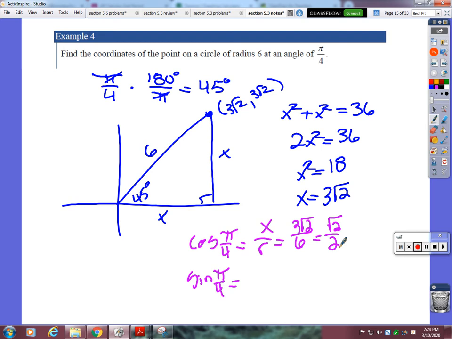Okay? What is the sine of pi over 4? Y over r. What's y? What's the y coordinate of this point? Also 3 root 2. And so if those cancel again, we end up with root 2 over 2. Okay? So anytime you have a 45, 45, 90, or a multiple of that, so if it was over here, or over here, or over here, then the sine and the cosine are going to be the same, except one might be positive and one might be negative. Okay?